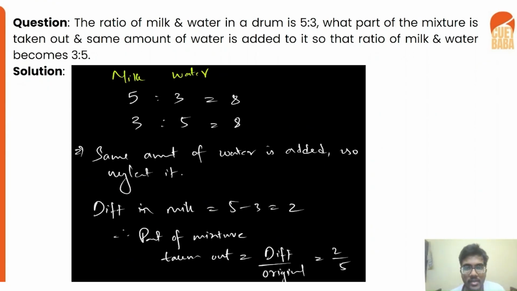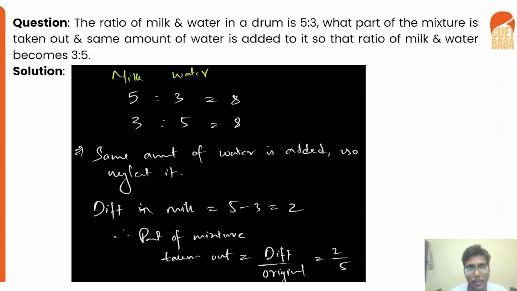The ratio of milk and water in a drum is 5:3. What part of the mixture must be taken out and the same amount of water added to it, so that the ratio of milk and water becomes 3:5? So the original ratio was 5:3, the second ratio was 3:5. Now what is the first thing that you need to do in this sort of question? Add the components.